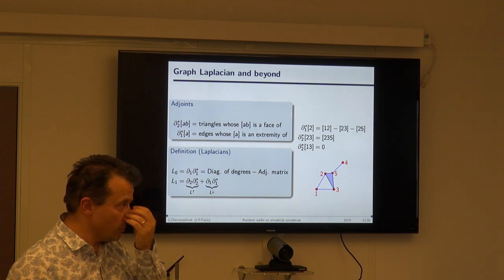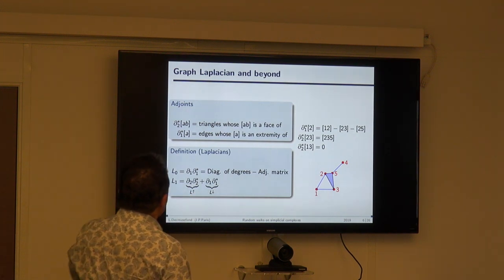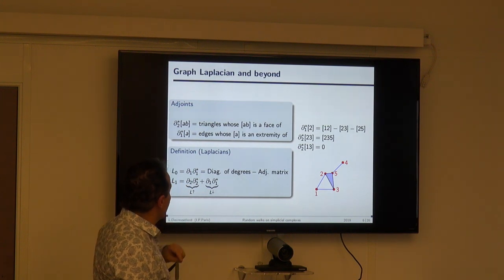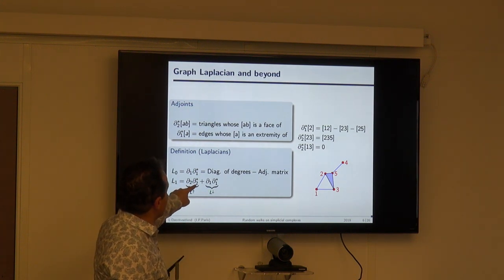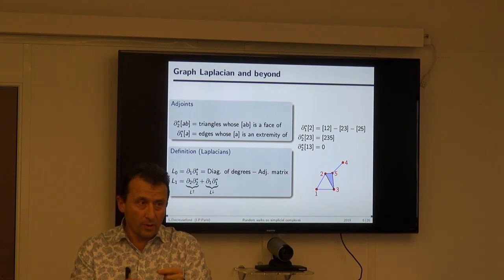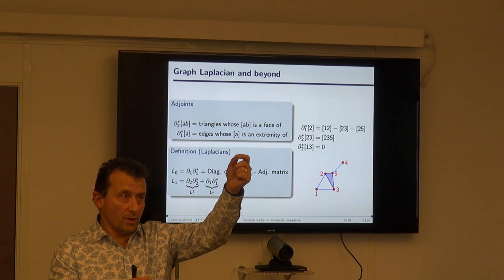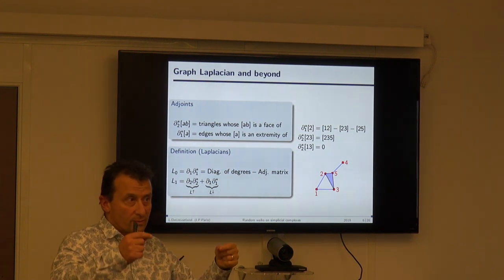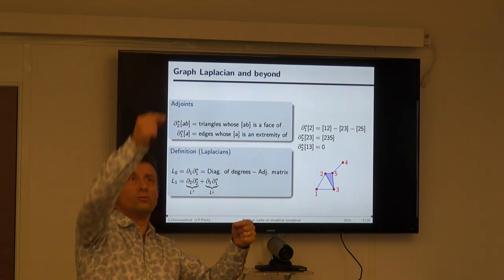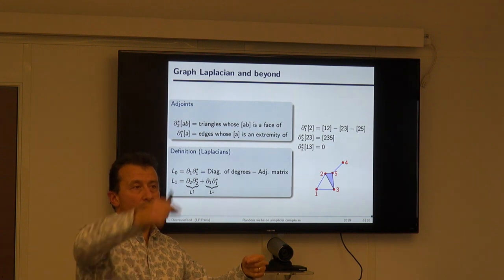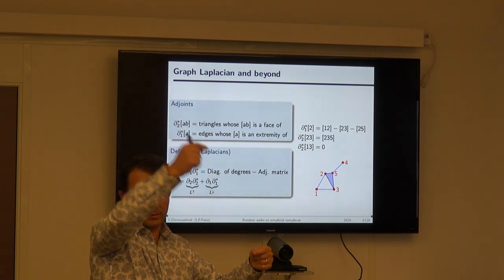That was the main motivation of this work. So why is one L up and one L down? Because delta 2 star, partial two, delta 2 star of an edge is a triangle. And then you apply delta 2, so you go back to edges. So that means you go from edges to edges through triangles. So you go up in the structure of the simplicial complex.